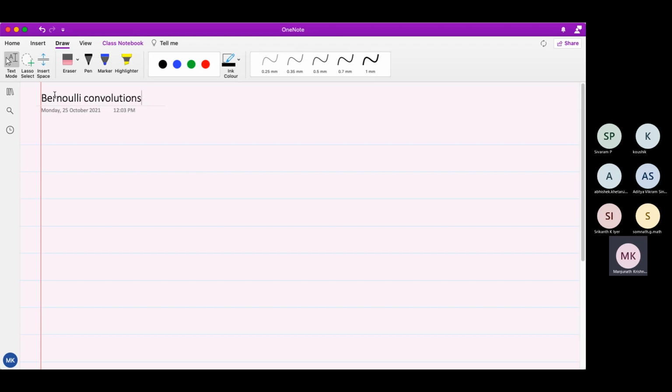What are Bernoulli convolutions? They are just convolutions of Bernoulli distributions. Okay, so let me write. Oh, my tablet is upside down. Sorry. So let lambda be a number strictly between 0 and 1.